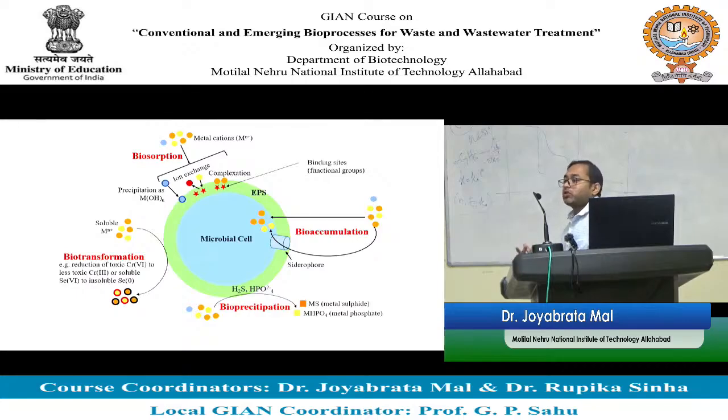Chromium 6 is toxic, but when you reduce the chromium to chromium 3, it becomes less toxic. It's not that chromium 3 is non-toxic, but it becomes less toxic, okay. So you are reducing their impact on the environment. Similarly for arsenic, arsenic 3 is extremely toxic, but if you oxidize it to arsenic 5, it becomes less toxic, okay. If you go with other metals like selenium, sulfur, mercury.